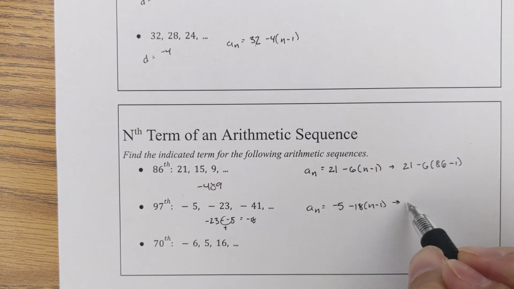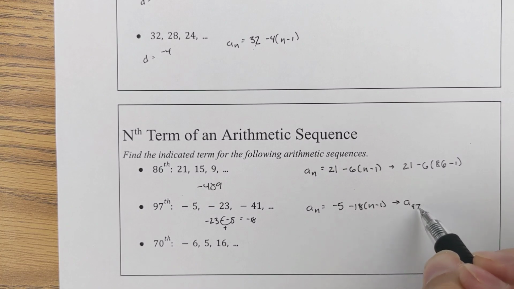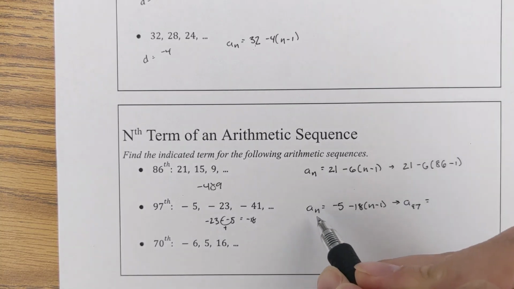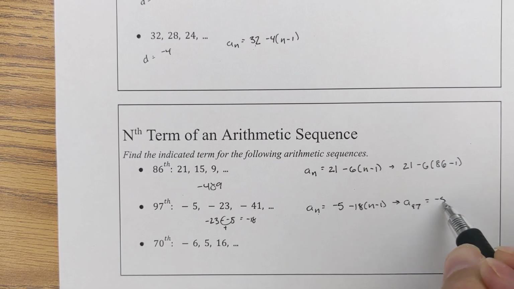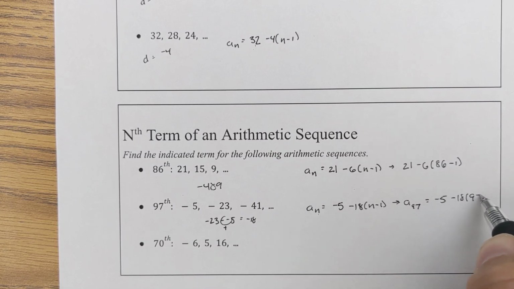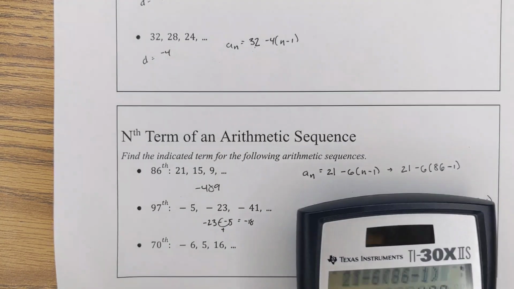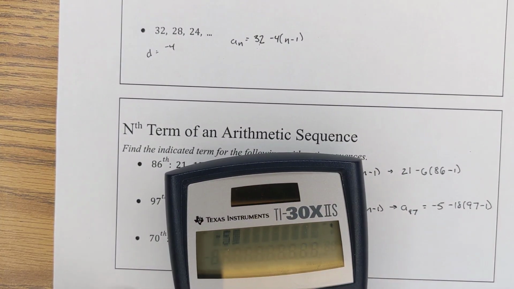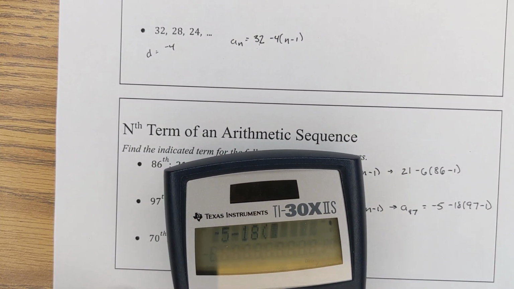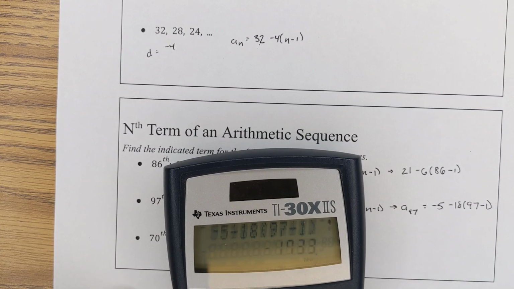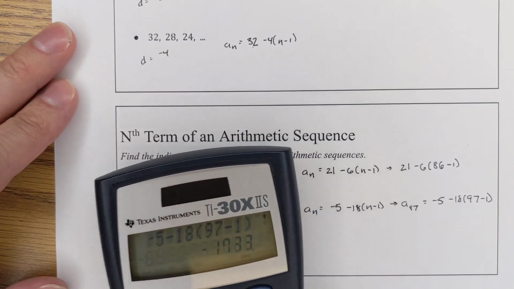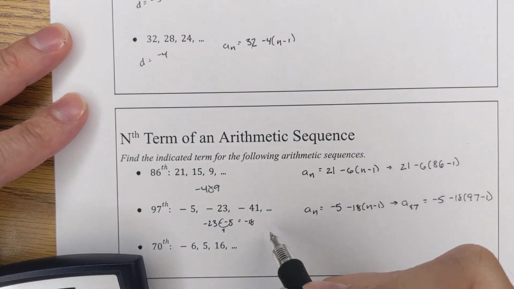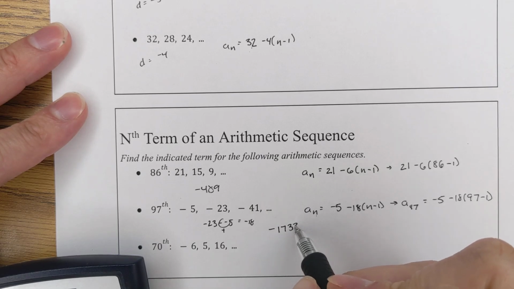But I want the 97th term, so that's actually written like this, a_97. The subscript becomes the 97. Negative 5 minus 18 times 97 minus 1. So we go to our calculator, negative 5 minus 18 times 97 minus 1. So the 97th term is negative 1,733.